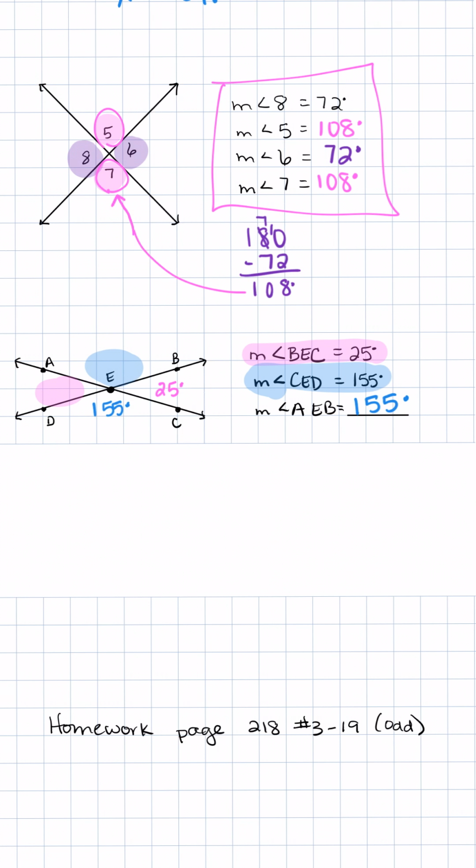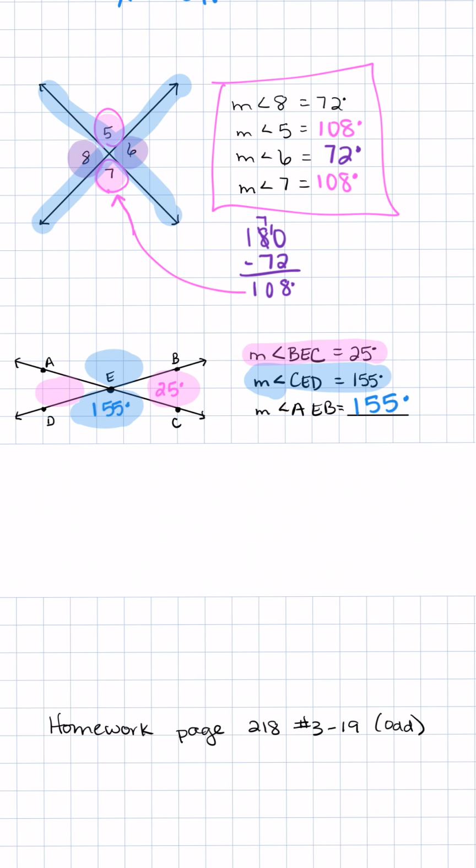Okay, so you should have got that the measurement of angle 5 was 108 degrees. The measurement of angle 7 was 108 degrees. And you got that by subtracting 72 from 180 to equal the straight line, because this is a straight line and this is a straight line. So looking at this next one, there's 2 ways to do it. They give you the 25 degrees and the 155 degrees.